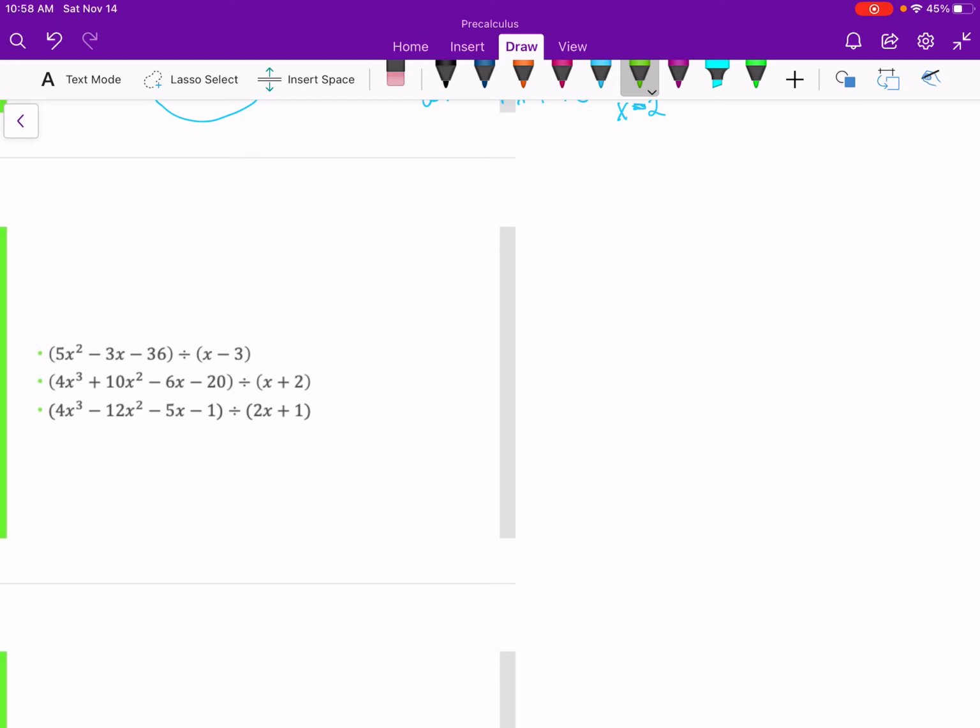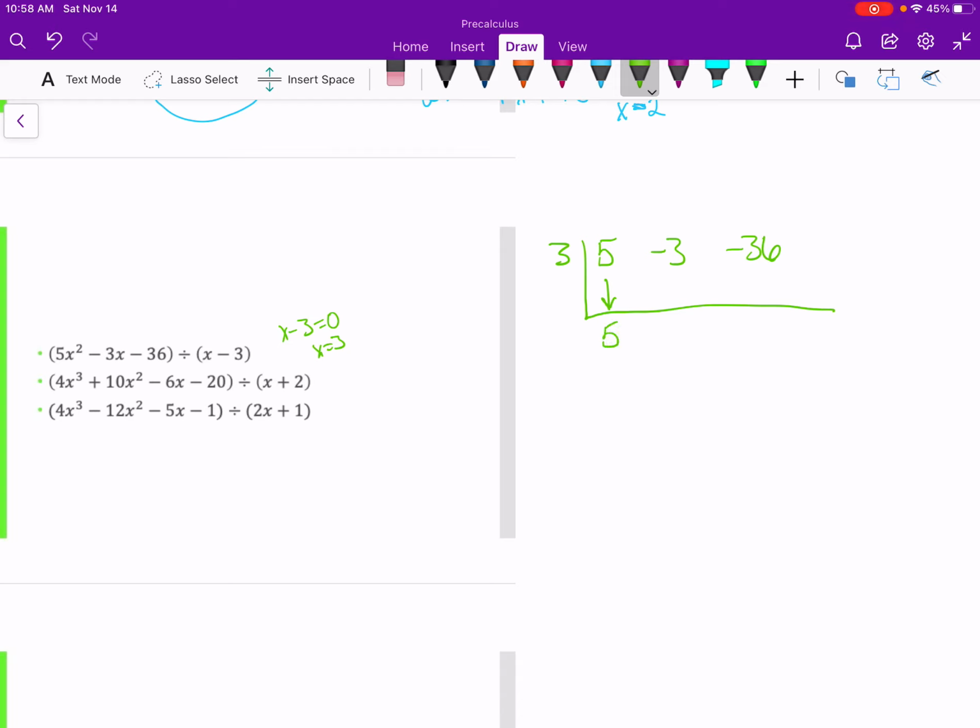So when we take 5x squared minus 3x minus 36, we're dividing by x minus 3, so I'm going to set up my problem. I set x minus 3 equal to 0, so I get x equals 3, so that's going on the outside of my box. Then I'm going to line up my coefficients, 5, -3, and -36.